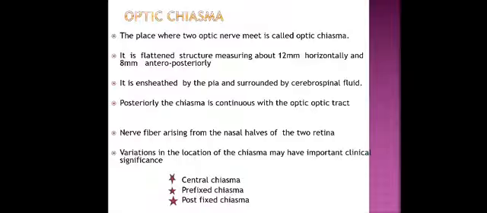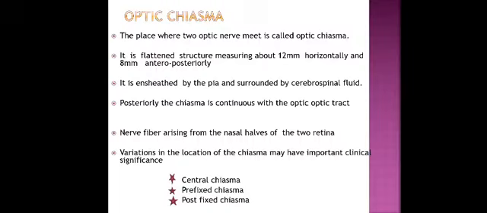The nerve fibers arising from the nasal half of the two retinae decussate at the chiasma. There are 3 types of chiasma: central chiasma, prefixed chiasma and postfixed chiasma. The central chiasma is present in about 80% of cases. It lies directly above the sella so that expanding pituitary tumors involve the chiasma first.